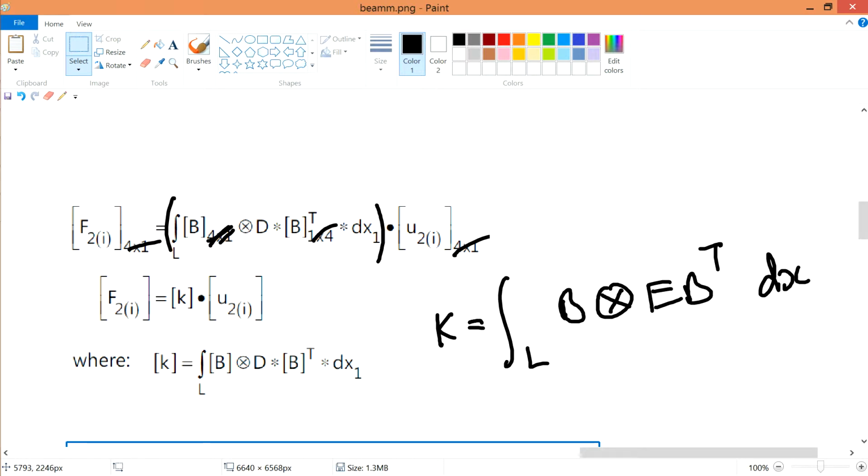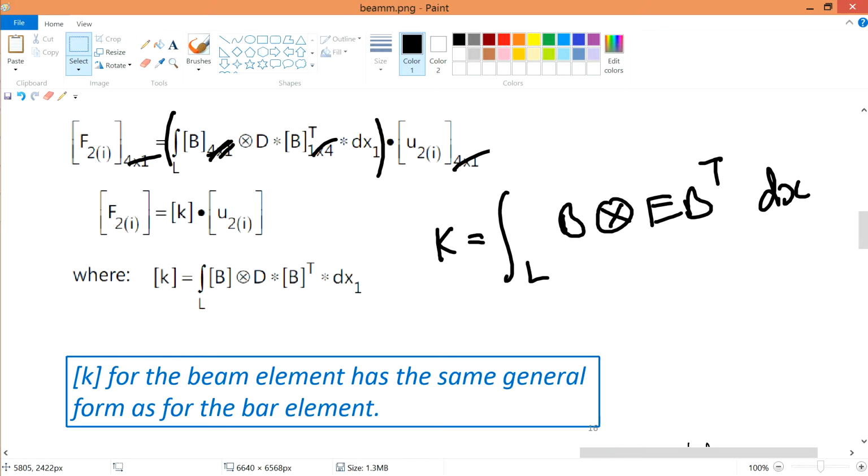So I've proved to you this. In the next video we're going to roughly go through how we can use this one to derive our stiffness matrix, because it's just a general formula only. And I shall see you there.